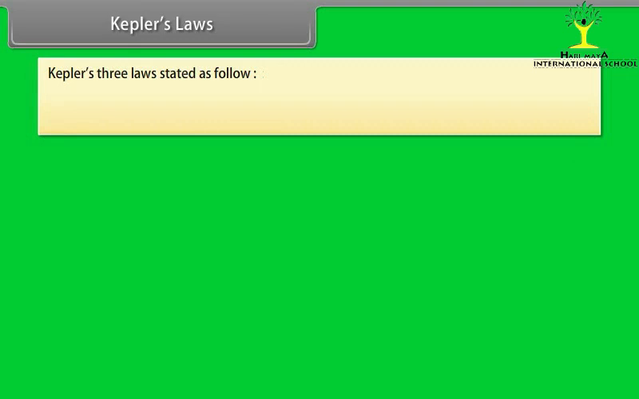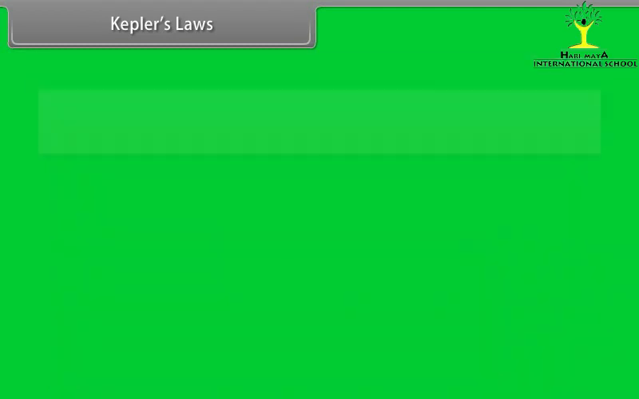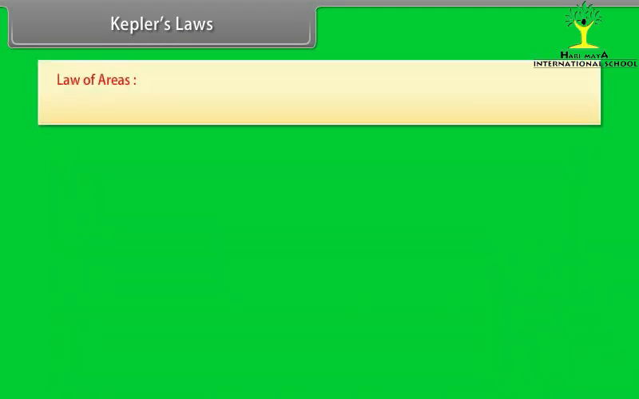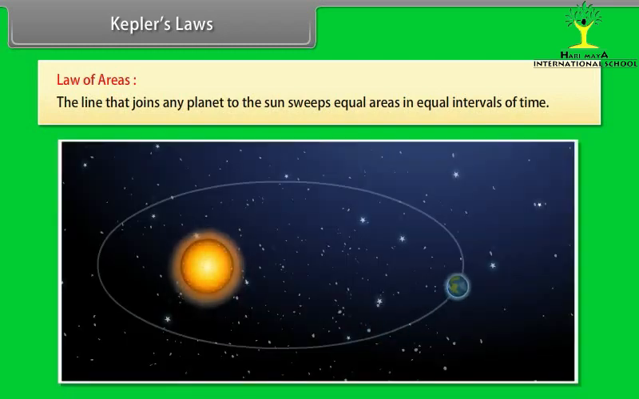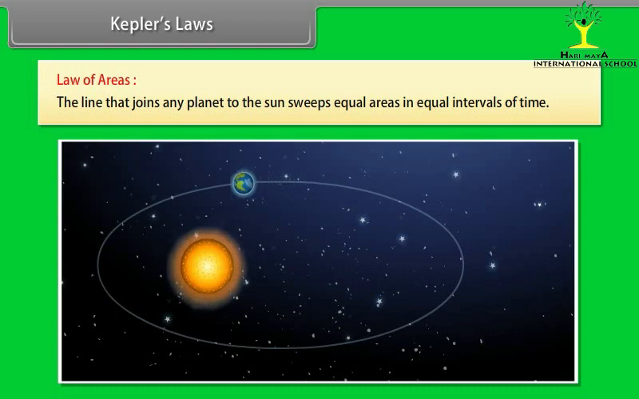Kepler's Law. Kepler gives three laws. They are stated as: Law of orbit. All planets move in elliptical orbits with the Sun situated at one of the foci of the ellipse. Law of areas. The line that joins any planet to the Sun sweeps equal areas in equal intervals of time.